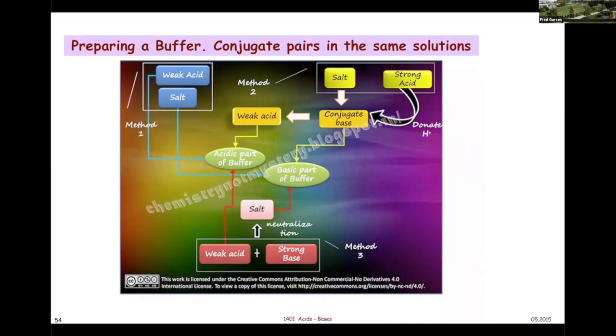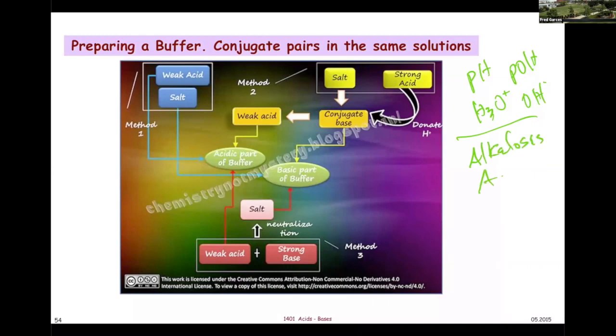Okay, pretty much done. The main topics that I covered in this discussion were how to calculate pH, pOH, hydronium, and hydroxide. You need to know how to do that. We covered alkalosis, acidosis, and buffers. And then in terms of some conceptual, acid rain.